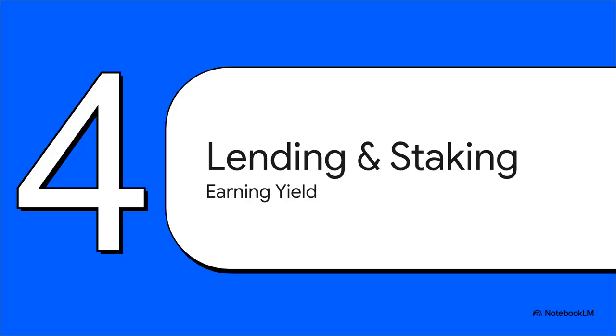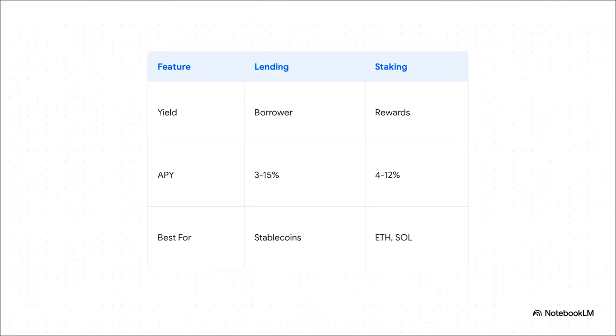Section 4. Lending, staking, and liquidity, earning yield. So how do you actually make money in this ecosystem? Well, lending and staking are the two safest and most sustainable ways to get started. Lending provides yield from over-collateralized borrowers. You deposit stablecoins, borrowers pay interest, and you get a cut.